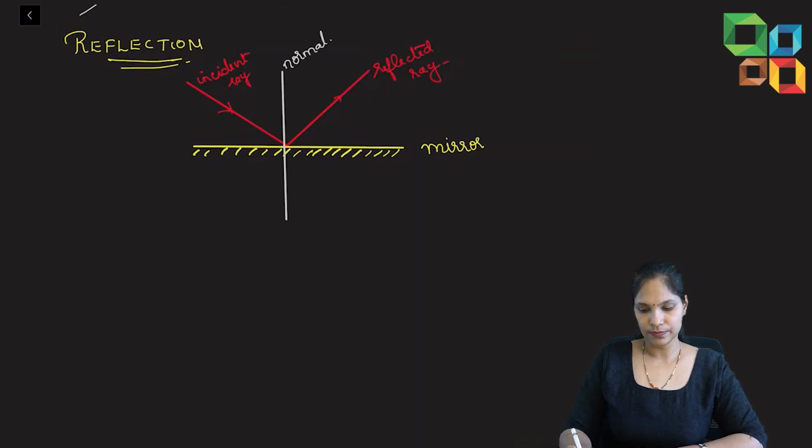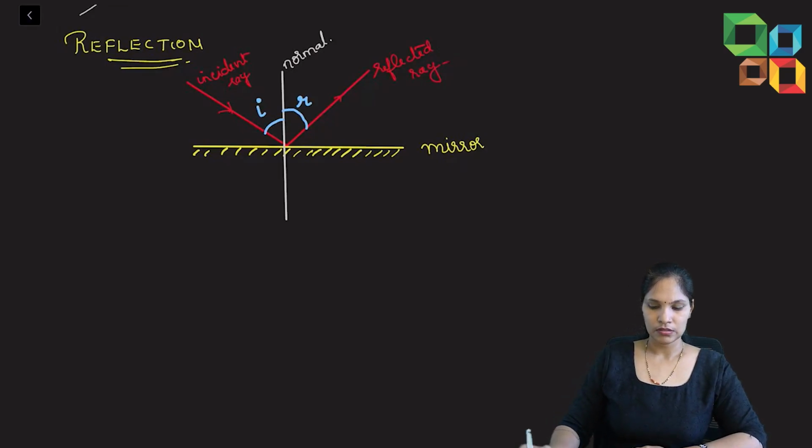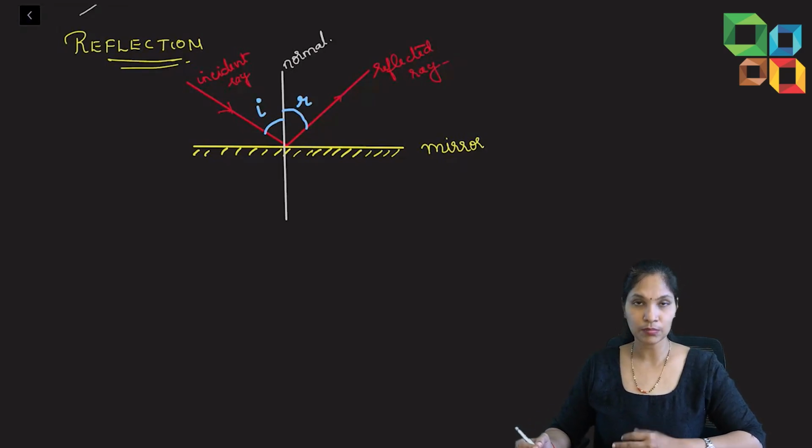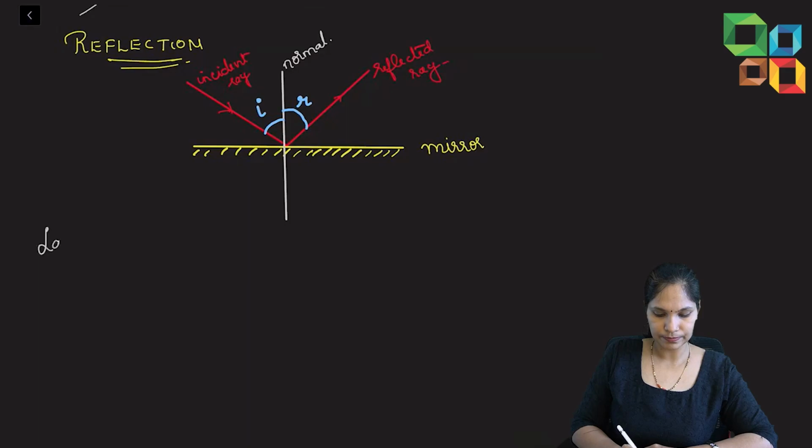Now the angle between this incident ray and the normal, we call it the angle of incidence, represented by I. And the angle between the reflected ray and the normal, we call it the angle of reflection, represented by R. So this is how the diagram looks for reflection. Moving ahead, with the laws of reflection.